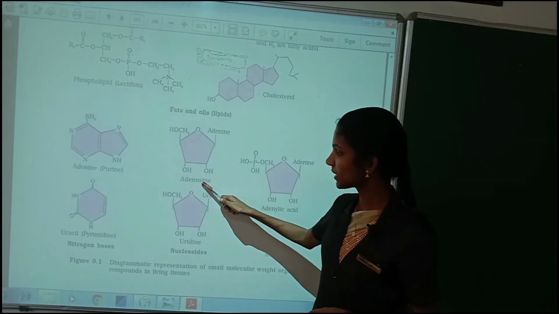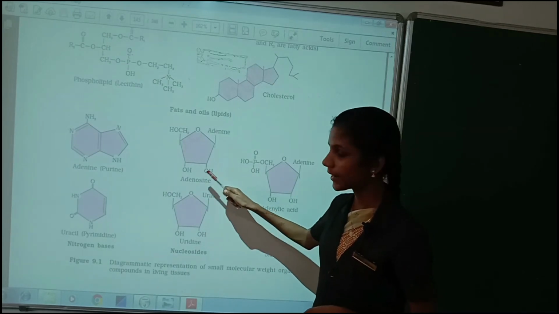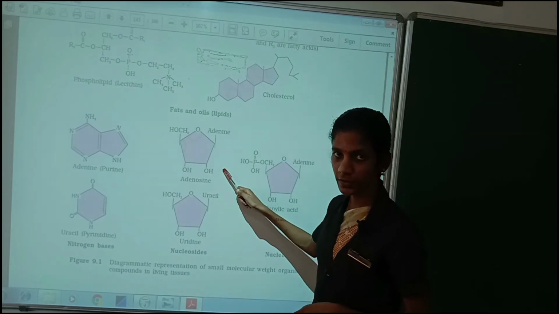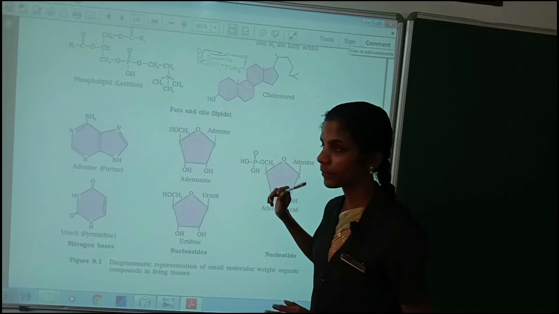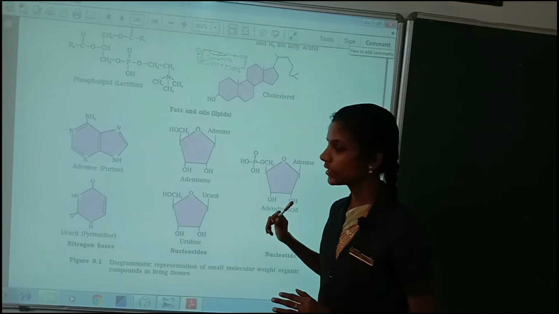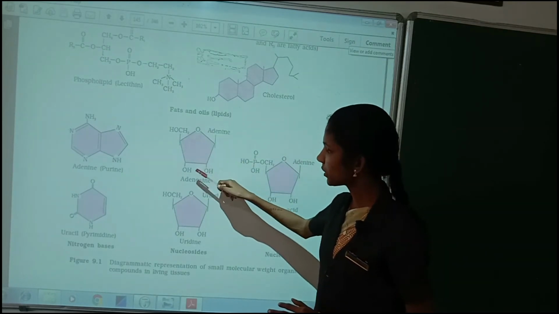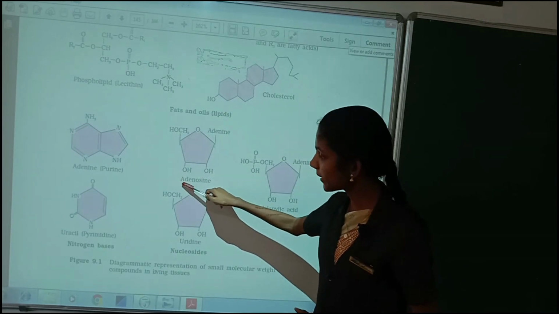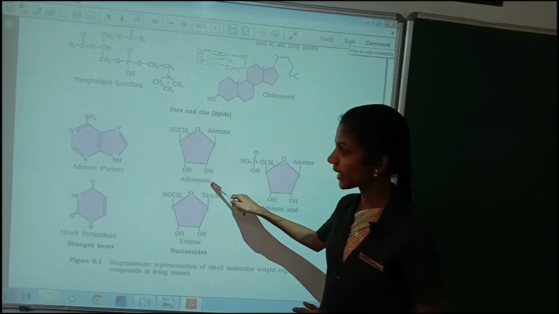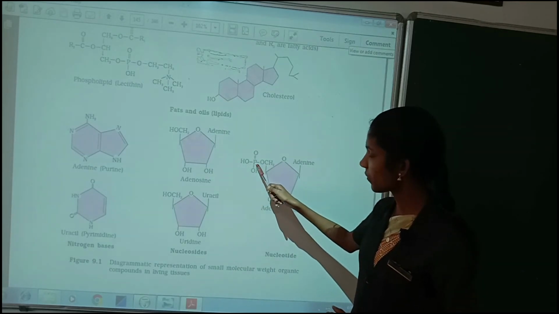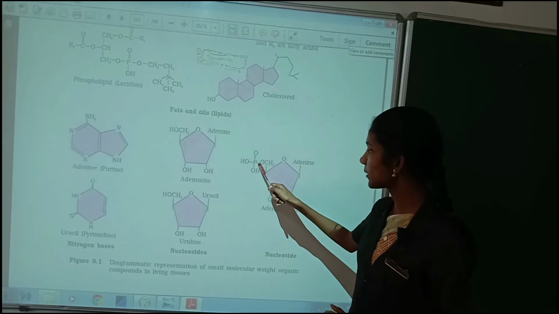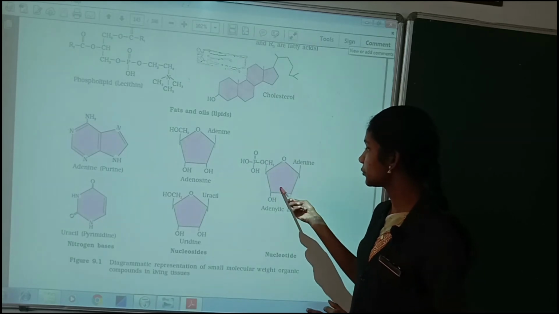What is this adenosine? It is a nucleoside, or adenosine is an example of a nucleoside. Whenever a nitrogen base combines with a pentose sugar, it will result in the formation of a nucleoside, isn't it? If adenine is joining with the pentose sugar, we can call that nucleoside adenosine. So adenosine is a nucleoside, and then what will happen in the next step? This adenosine will combine with a phosphate group, isn't it? A phosphate group is esterified to the sugar, isn't it?